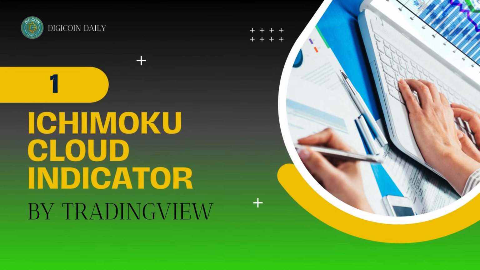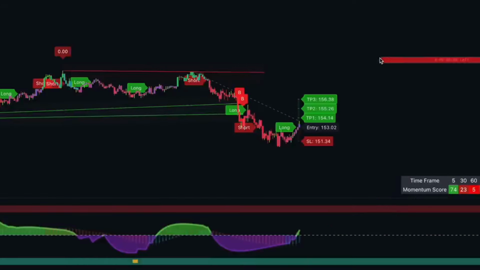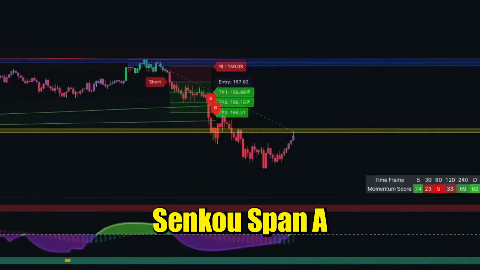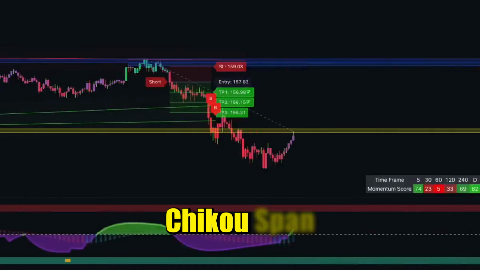And finally, my number one indicator is the Ichimoku Cloud Indicator by TradingView. This comprehensive trend-following indicator provides insights into trend direction, momentum, and potential support and resistance levels. The Ichimoku Cloud consists of 5 lines: the Tenkan-sen, Kijun-sen, Senkou Span A, Senkou Span B, and Chikou Span.